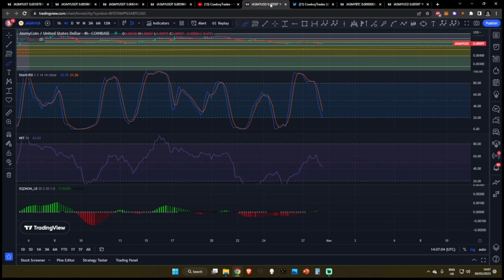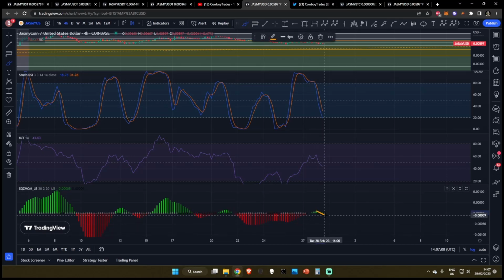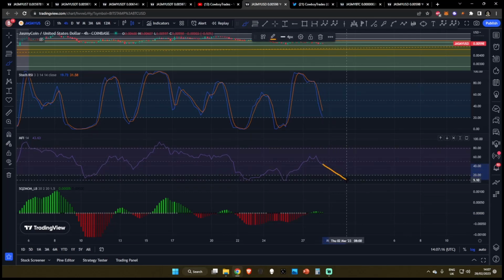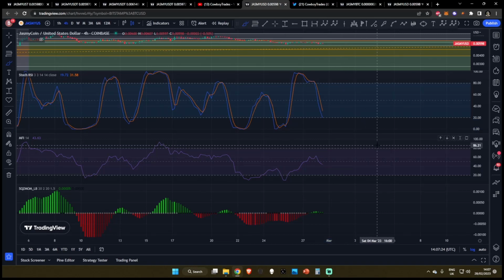And if we do come over to the 4-hour oscillators, the squeeze momentum indicator is actually looking pretty bearish. It's reset momentum and it looks like it's heading into red. The 4-hour time frame for the MFI is heading down, but it looks like we've got a little bit more room to move to the downside. And the stochastic RSI on the 4-hour as well has a decent amount of room to move back down to the downside.